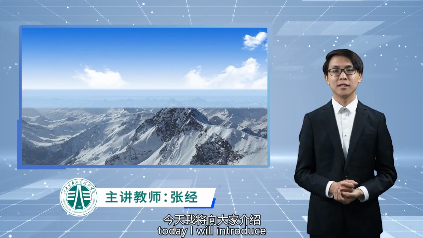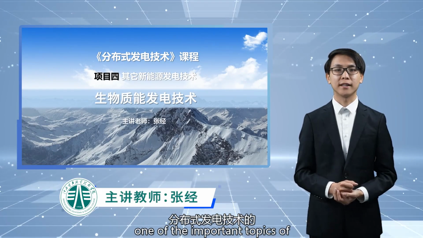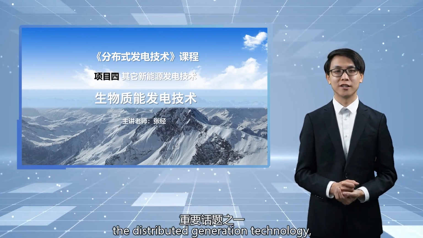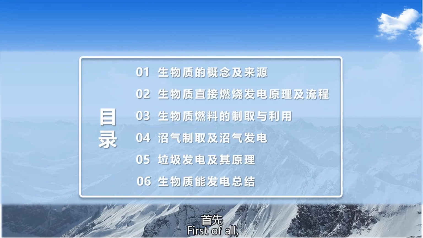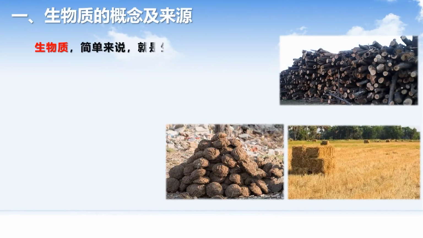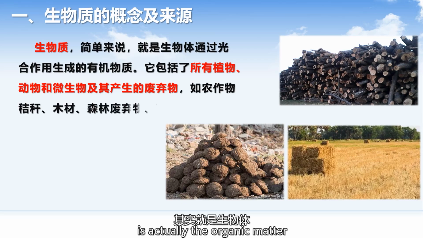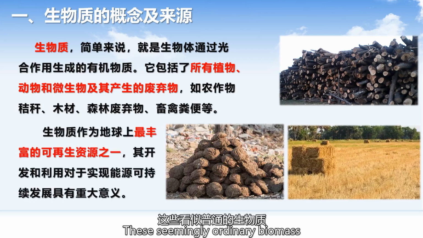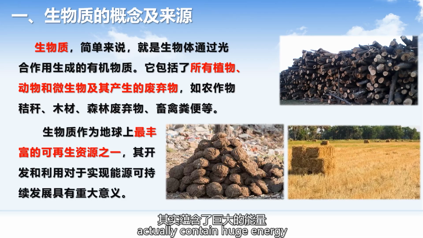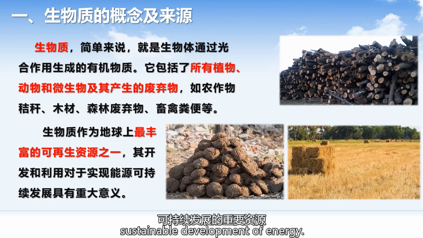Everyone. Today I will introduce one of the important topics of distributed generation technology, that is biomass energy generation. First of all, let's understand the biomass. Biomass is actually the organic matter generated by organisms through photosynthesis, including plants, animals, microorganisms, and their waste. This seemingly ordinary biomass actually contains huge energy and is an important resource for achieving the sustainable development of energy.